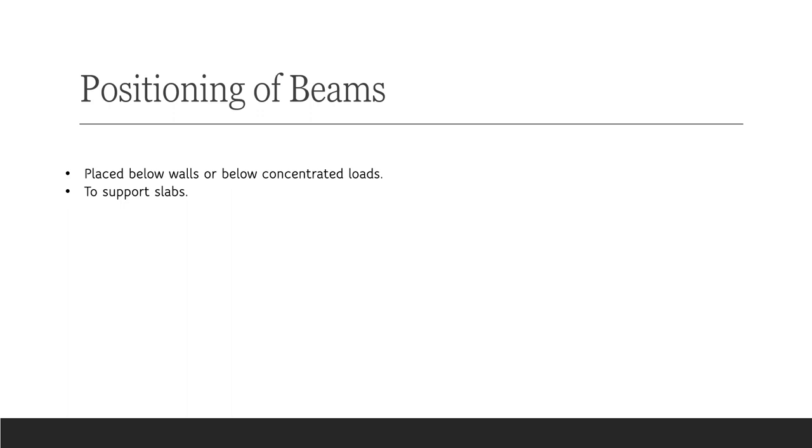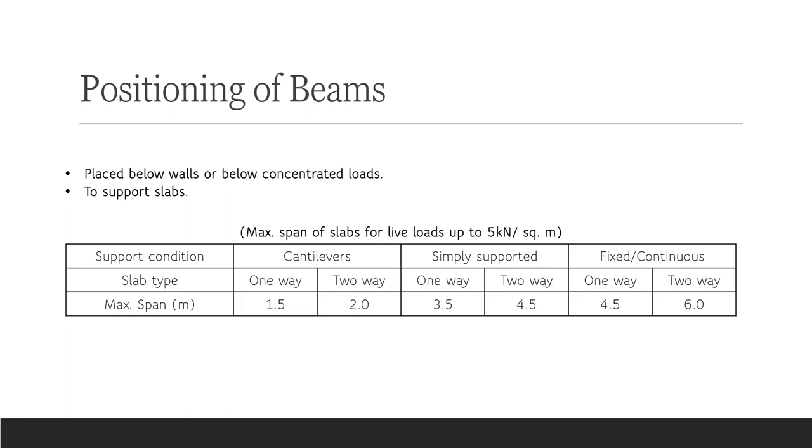Among all the structural components, slab has the highest volume to load ratio, and hence thickness of slab is required to be kept minimum. Similar to beams, as a starting point, maximum limiting span for slabs for live loads less than 5 kN per meter square are tabulated in the table shown.